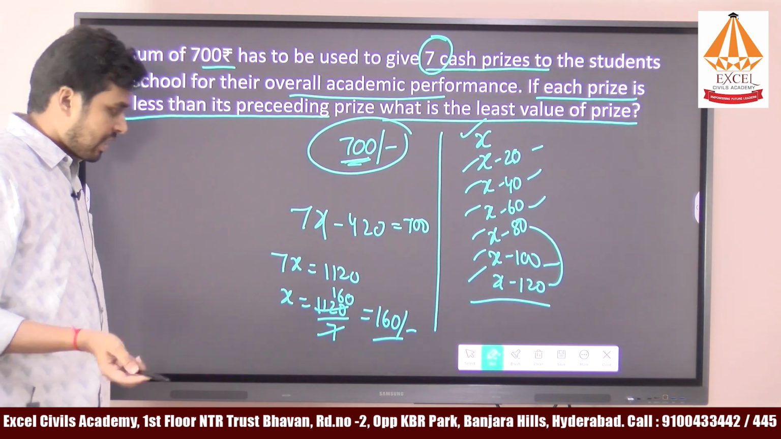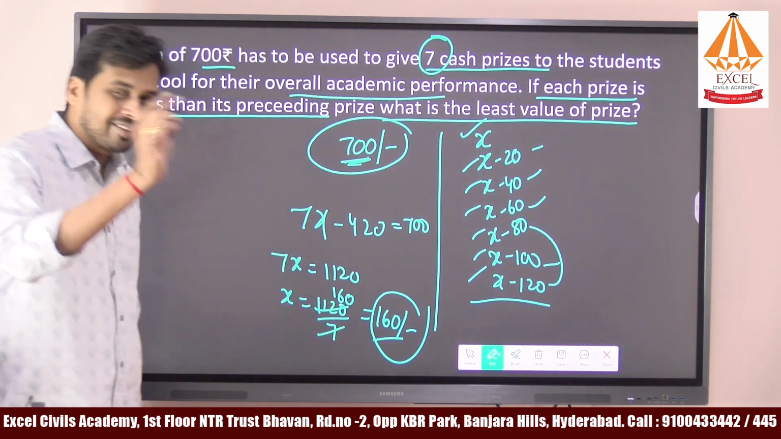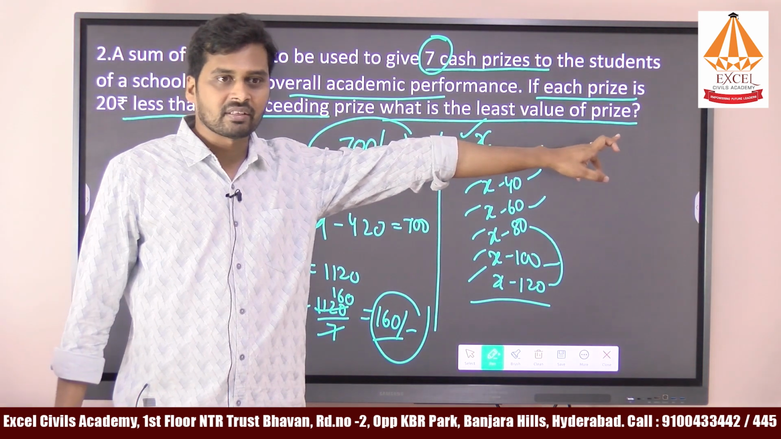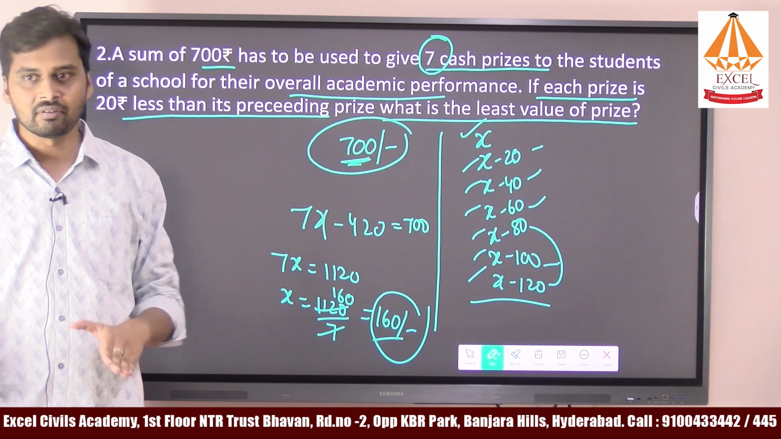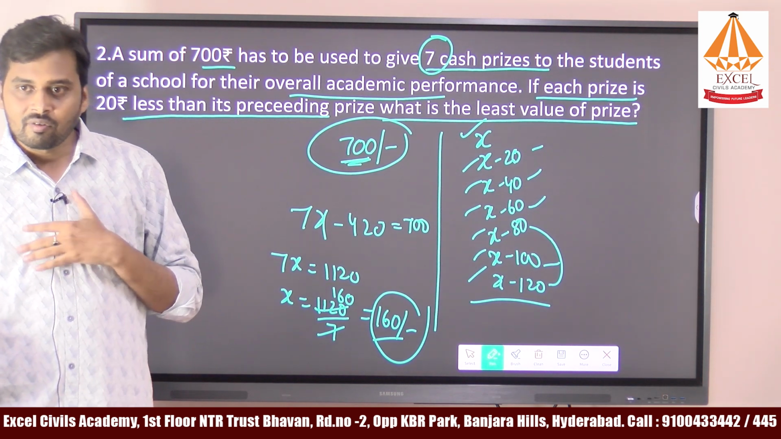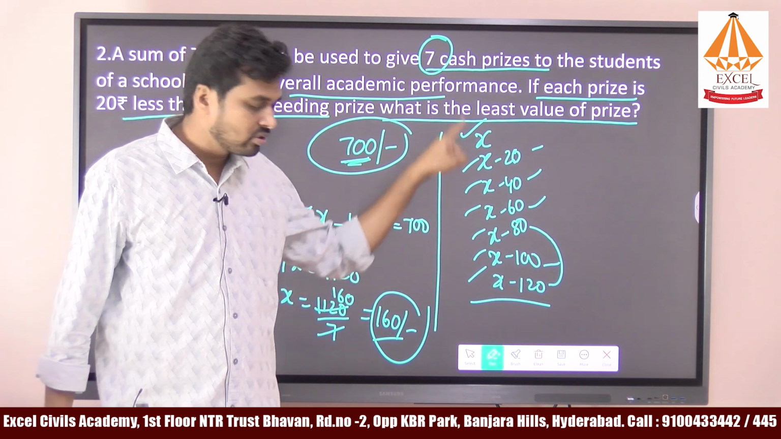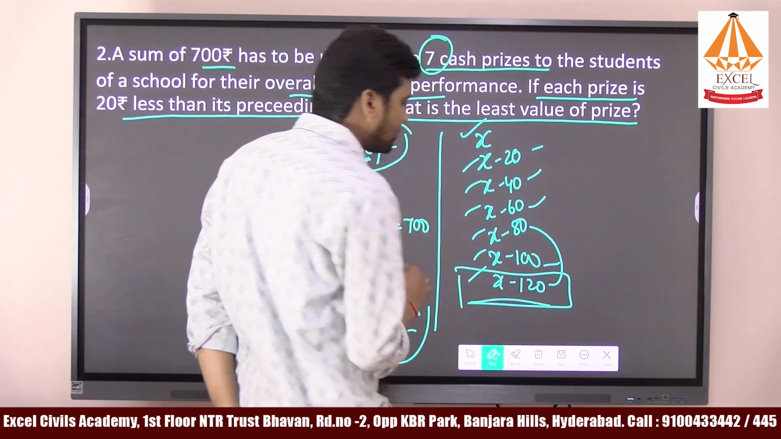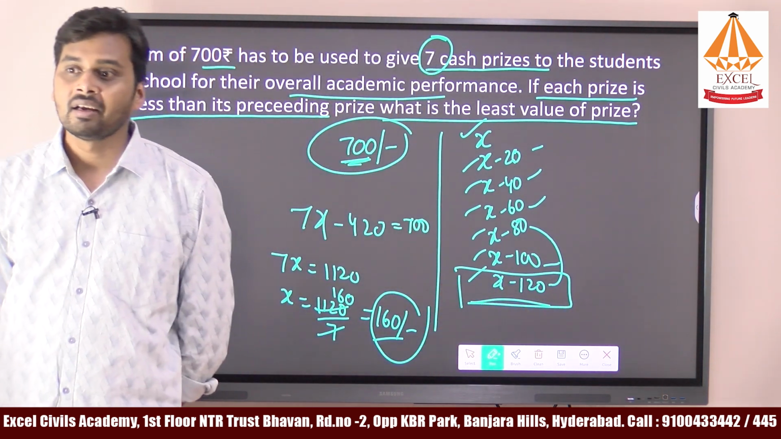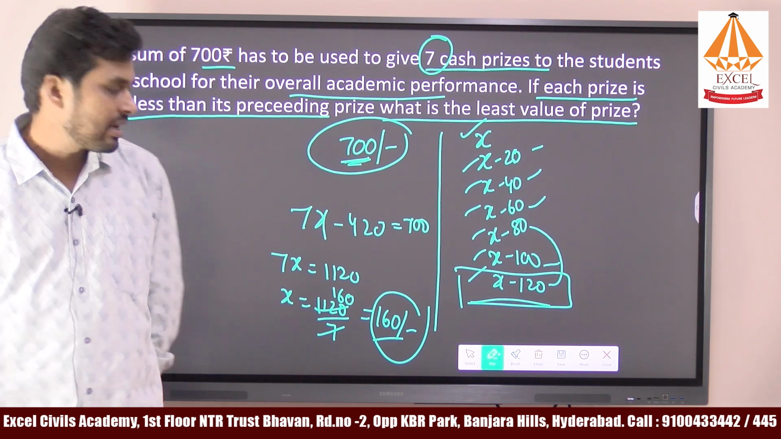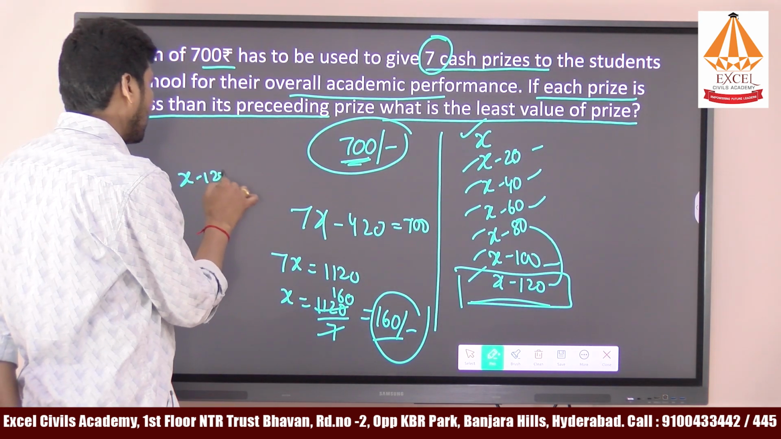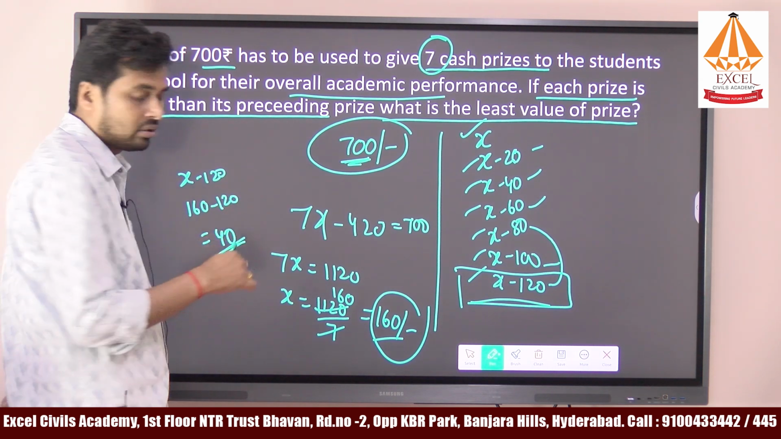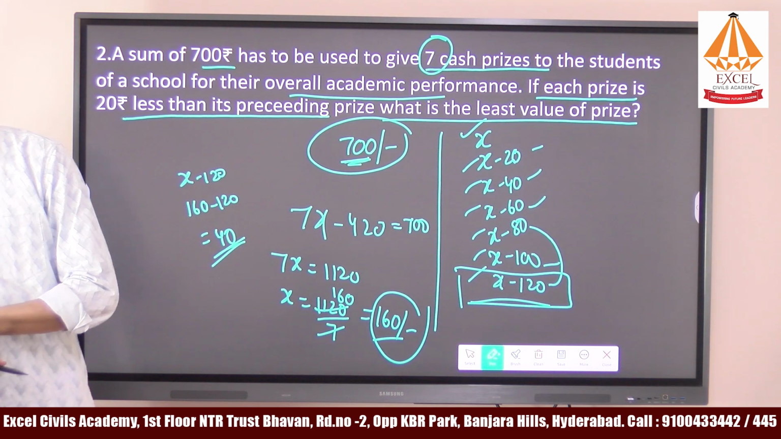So what is the answer? After getting this value, most of the students pick 160 as the correct answer. But what is the question? What is the least value of the prize? Here we are not supposed to find the x value. We are asked to find the least value among these values. Yes, x minus 120 is the least value. So we need to find the x minus 120 value only. X minus 120 means 160 minus 120, which is 40. The answer is 40.